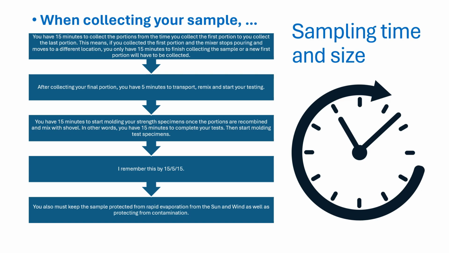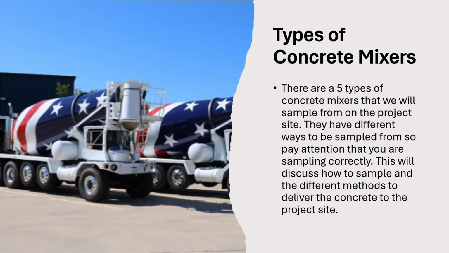After collecting the final portion, you have 5 minutes to transport, remix, and start your testing. You have 15 minutes to start molding your strength specimens once the portions are recombined and mixed with a shovel. In other words, you have 15 minutes to complete your tests, then start molding your test specimens. I remember this by 15-5-15. You also must keep the sample protected from rapid evaporation from the sun and wind, as well as protected from contamination.